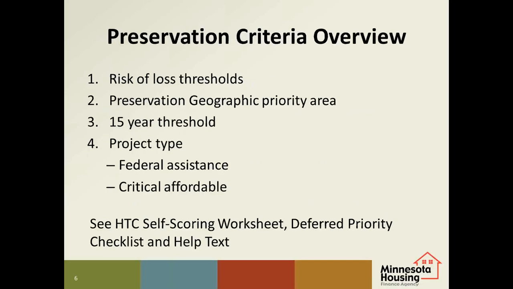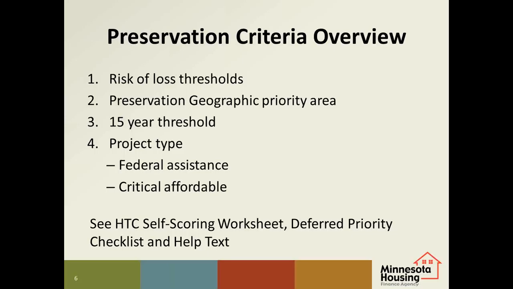Preservation applications are evaluated on the following criteria. These criteria are the same for both tax credits and deferred funding applications. Does the project meet one of 3 risk of loss thresholds? I will review the risk of loss thresholds on the next slide. Is the project located in a preservation geographic priority area? Have 15 years passed since the initial project closing or last placed in service date for tax credits? What is the preservation project type? Is it existing federal assistance or critical affordable units?